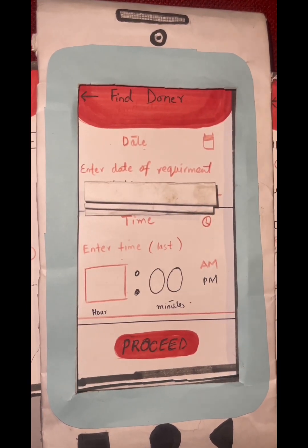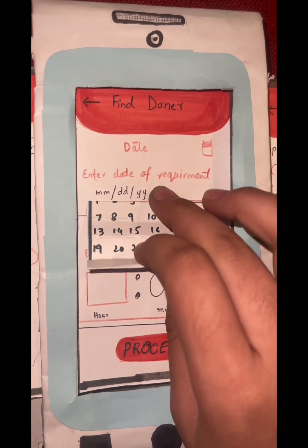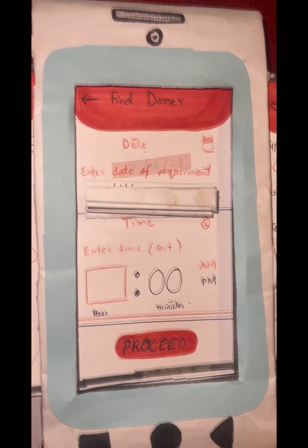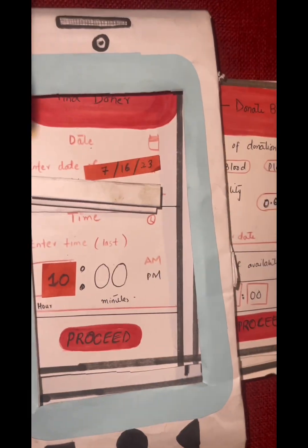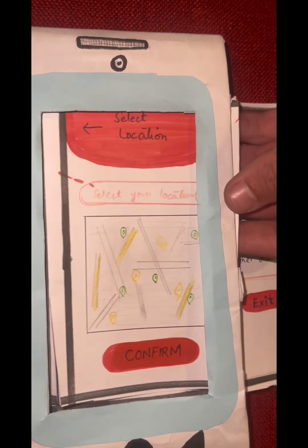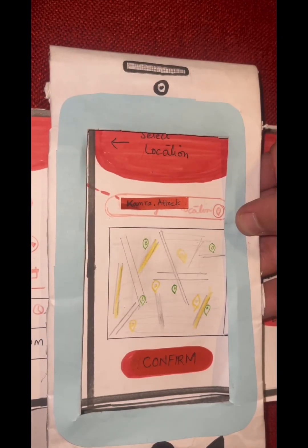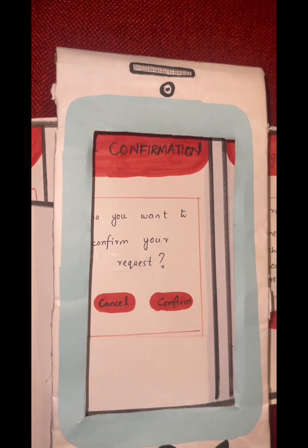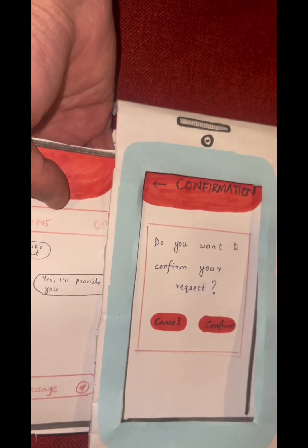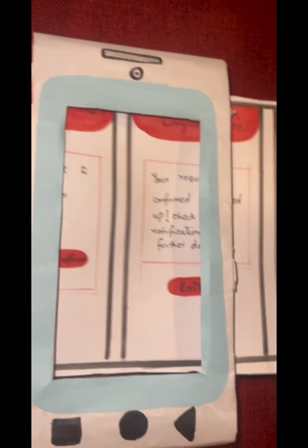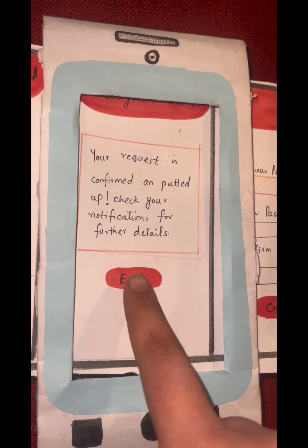This will move to the next slide where we have to select the date. For that, we would be selecting the date, the time for which the blood is required. After that, we'll be clicking on the proceed button. By proceeding, we will select our location from the map, click upon confirm, and after that we will be finding our confirmation method that we want to confirm our request. After that, we'll click on confirm and our request will be confirmed and the process is completed.